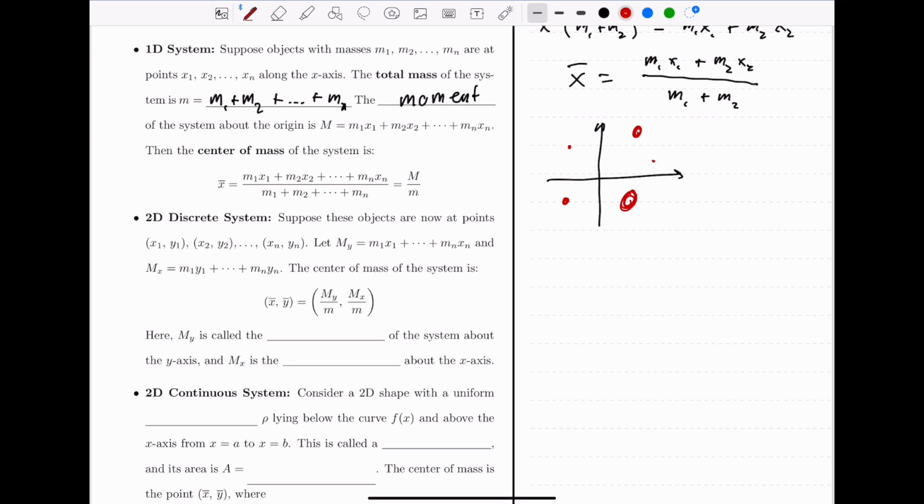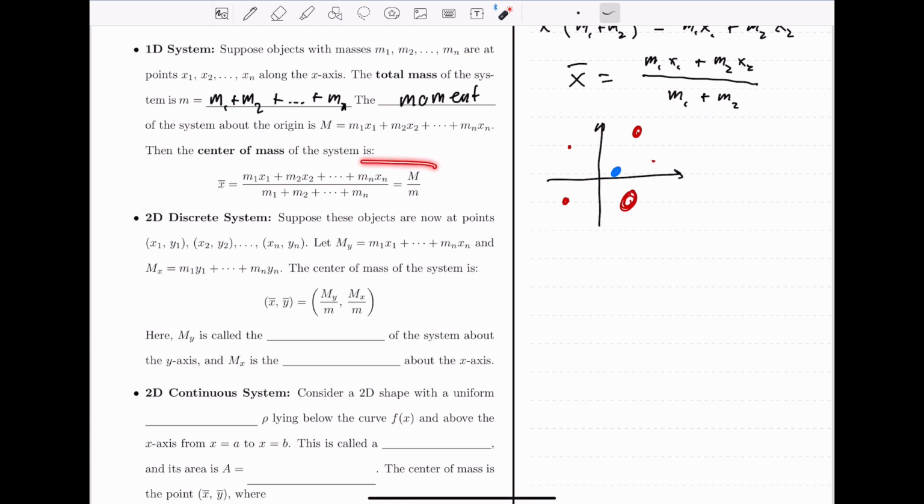And the center of mass will be the location in 2 dimensions about which all these points would balance. So maybe it would be something along, maybe right about here for this picture. Now it turns out that to find the center of mass, we can think independently of the x values and then think independently of the y values.